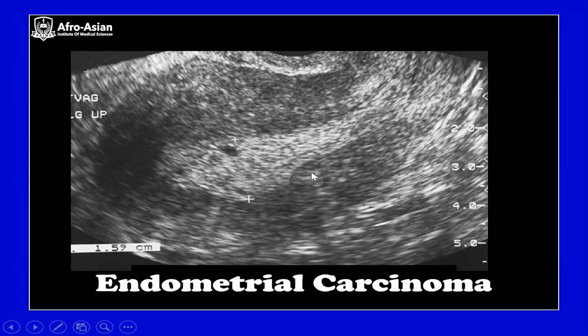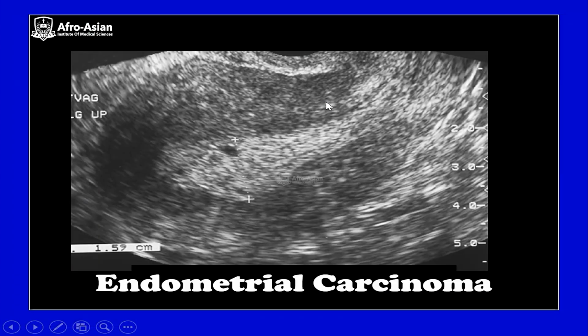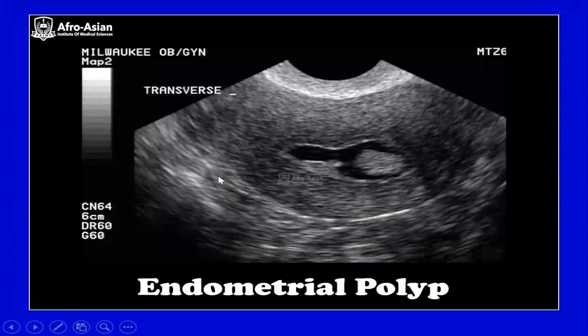In hyperplasia, it was a homogeneously wide area, whereas in carcinoma, it will be asymmetrical depending on the size of the mass inside. We can use color Doppler, we will get flow here. We can have necrotic areas in it. Then is a large polyp in the endometrium.